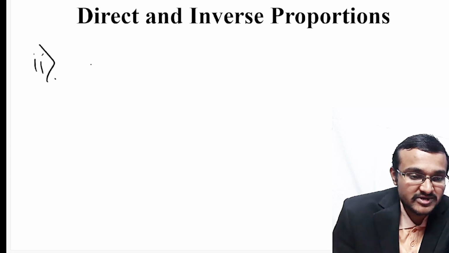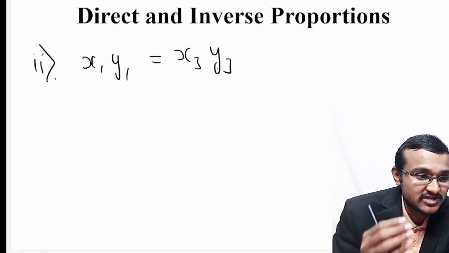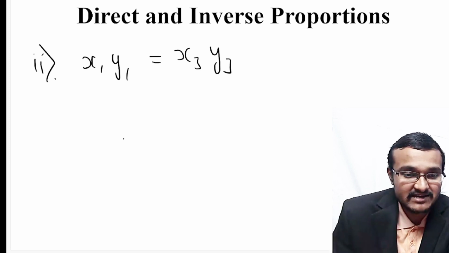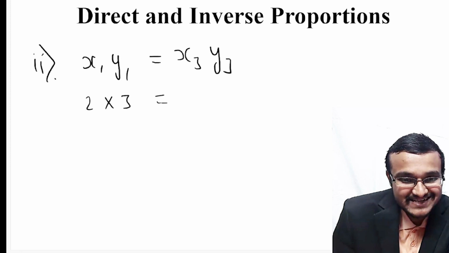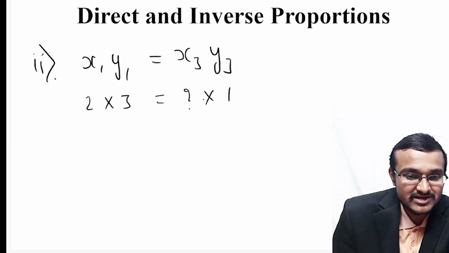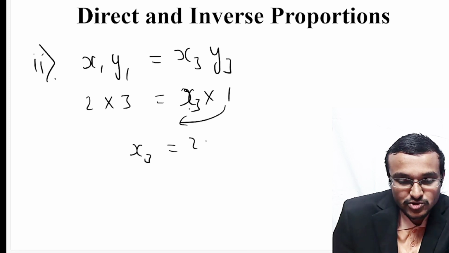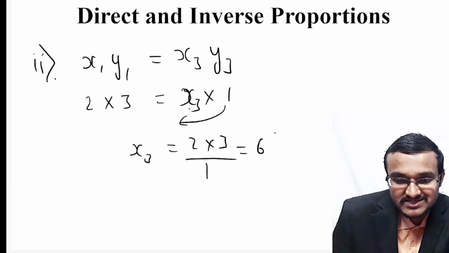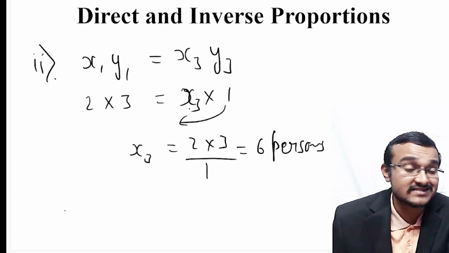Coming to the second question in this same 10th question, here you should take x1 y1 is equal to x3 y3 because here you should find out the x3 value. So here x1 is equal to 2, y1 is equal to 3 days, that is equal to x3, which you have to find out, and y3 is 1 day because in 1 day only you should finish. When you bring this 1 to the other side, this question mark will be x3. So x3 will be equal to 2 into 3 divided by 1. So 3 2s are 6 persons are required. So 6 days is the answer for the first question. 6 persons is the answer for the second question in this 10th question.